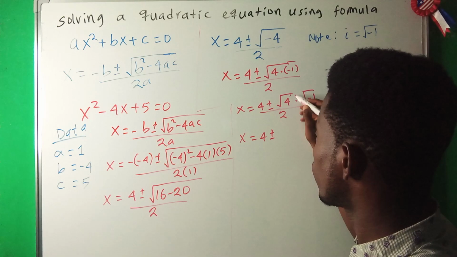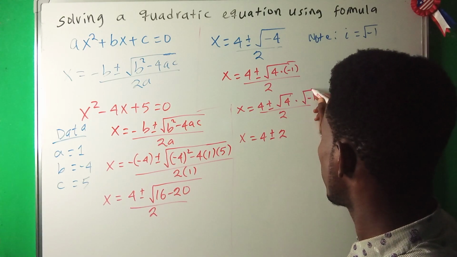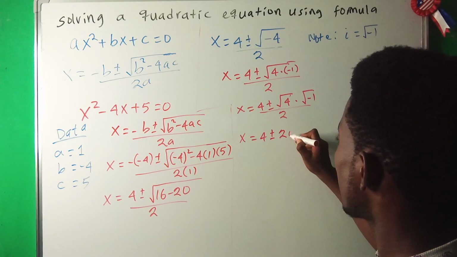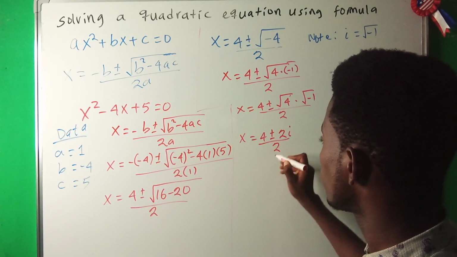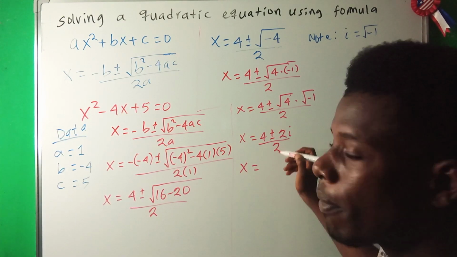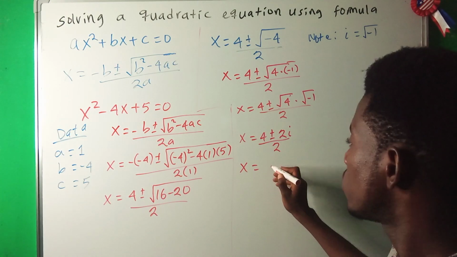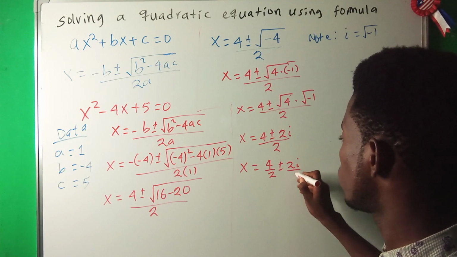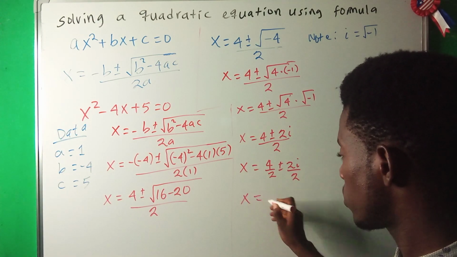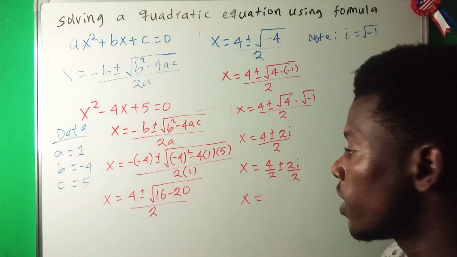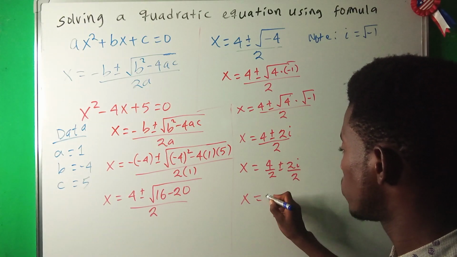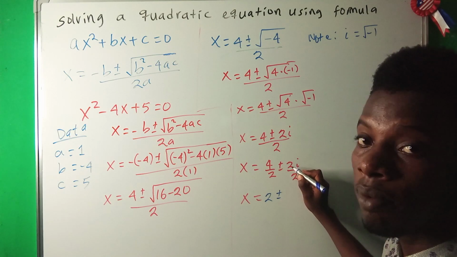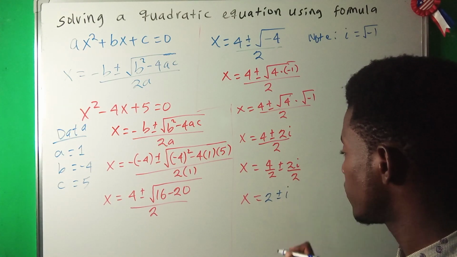So x is equal to 4 plus or minus. What is the square root of 4? That's 2. And what is the square root of negative 1 according to this definition? That's i, all divided by 2. In this case, we can separate the denominator under each of them. So we have 4 over 2 plus or minus 2i over 2. 2 goes into 4 two times, plus or minus, and 2 into 2 is 1 time, so we'll just have an i.